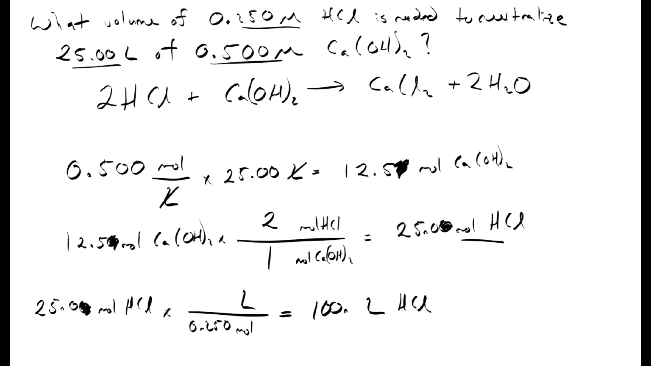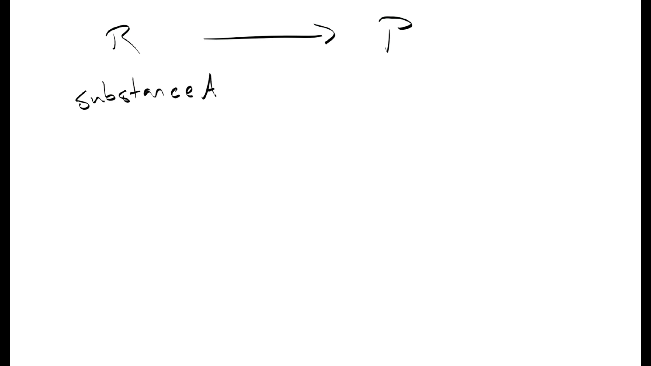So that was a neutralization reaction. So let's see if I can't give you another general form. You have reactants going to products, for whatever reaction. Okay, so let's call it substance A and substance B. Okay. So I can ask you about anything, a reactant or a product, how much is necessary or how much will you make or whatever for a different reactant or product.